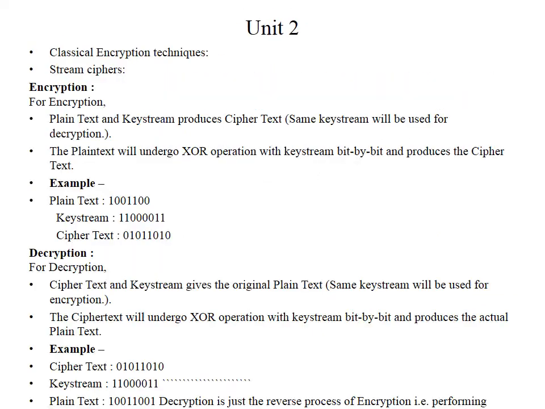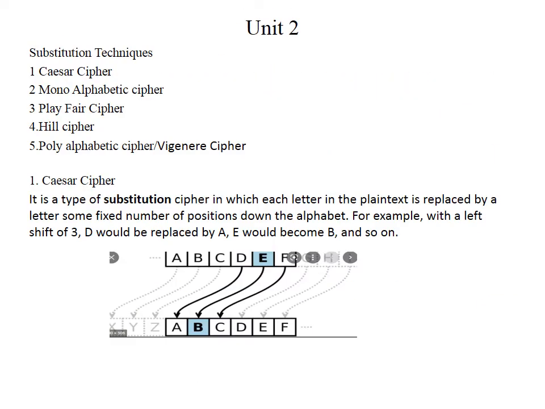Here 8-bit data is transferring at a time. If it is a block cipher, then 128 bits of information are transferring at a time. Now the next technique is substitution techniques. The types of substitution techniques are Caesar cipher, monoalphabetic cipher, Playfair cipher, Hill cipher, and the polyalphabetic cipher.